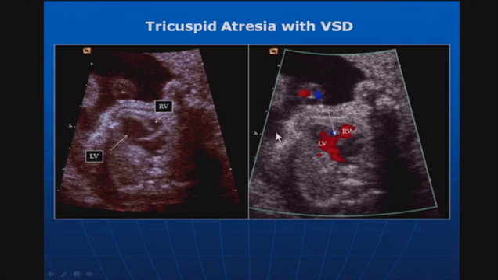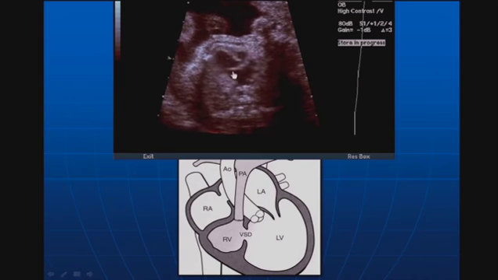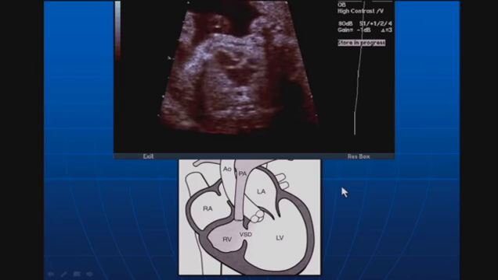And if we do color flow on here, you can see the VSD, but you can see the marked discrepancy in size, and you see no flow across the tricuspid valve. We put this into motion with real time. You see nice motion here in the mitral valve, but you see no motion at all within the tricuspid valve, in this case of tricuspid atresia with a VSD.